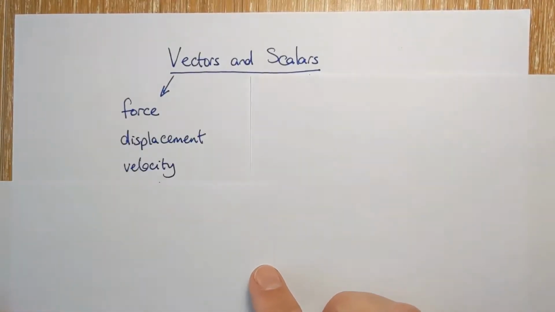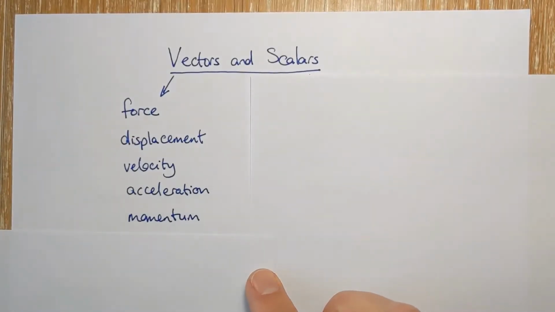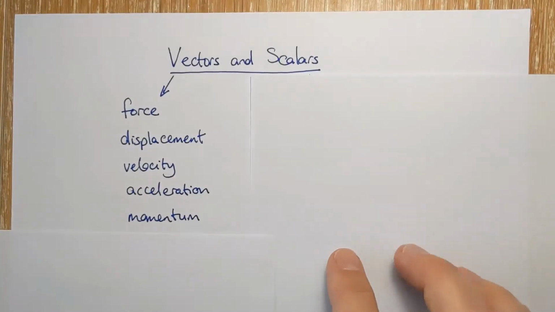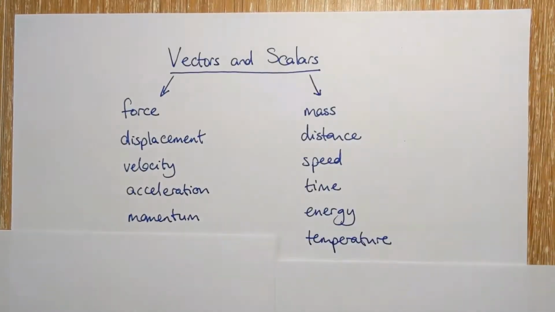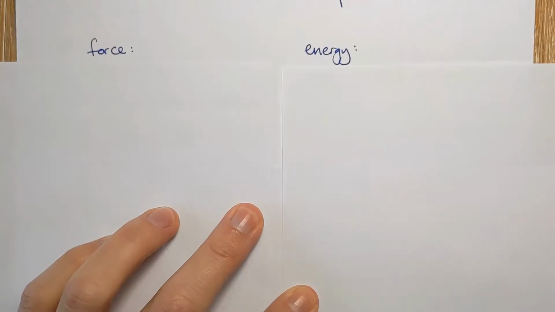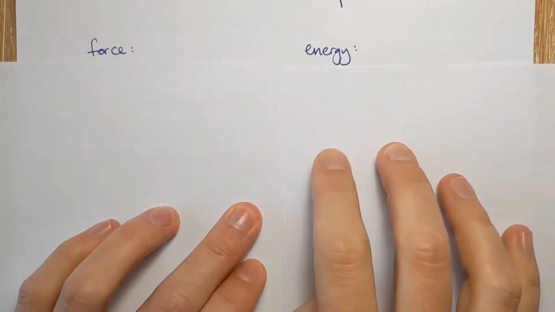But the others that you want for your A-level are those. You only need to know 5 vectors for your A-level. The scalars are basically everything else that you do for A-level: mass, distance, speed, time, energy, temperature, and so on and so on. So you know loads of scalars. Okay, but so what? What difference does it make?